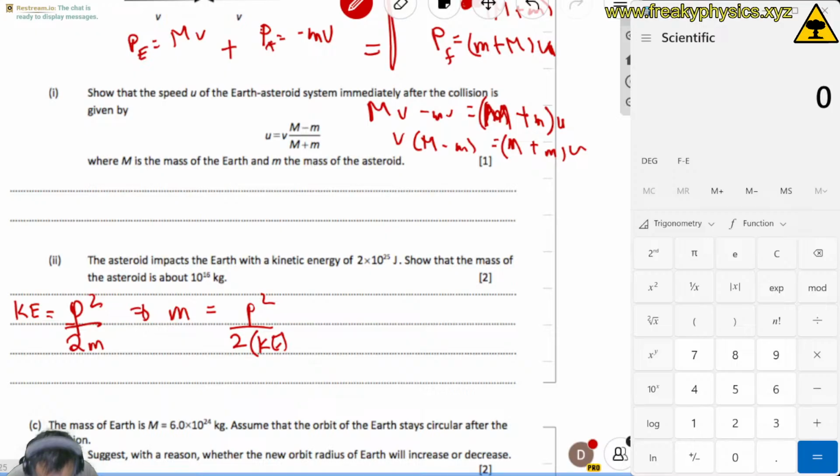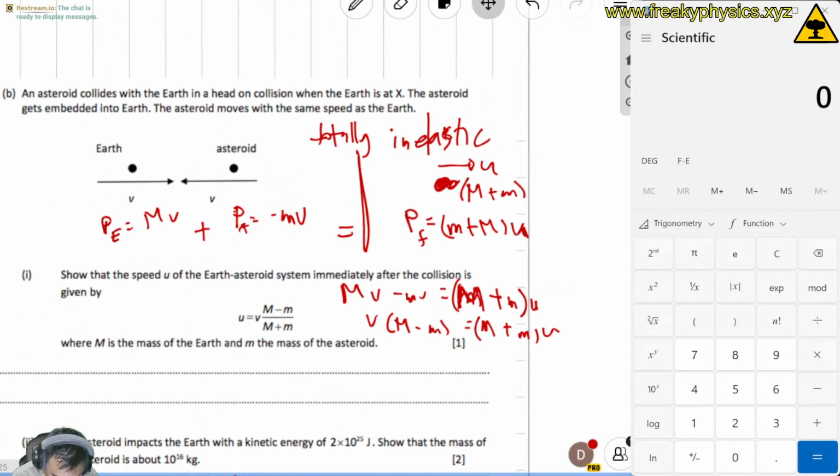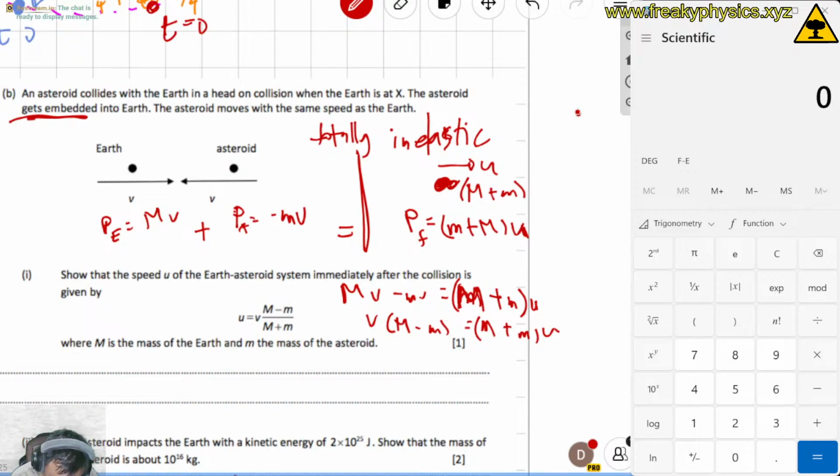Okay. In this case, we know what the kinetic energy is. Do we know the momentum before impact? Let's see. That's going to be a problem. We have that radius of the orbit. Oh, it was given earlier, right? It was given earlier. Yeah.